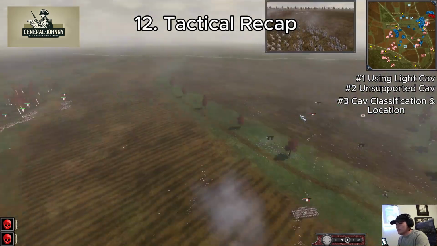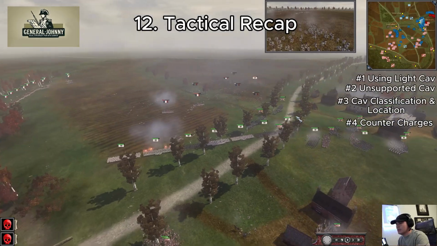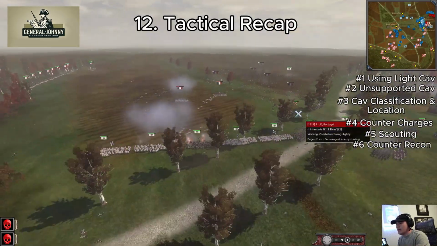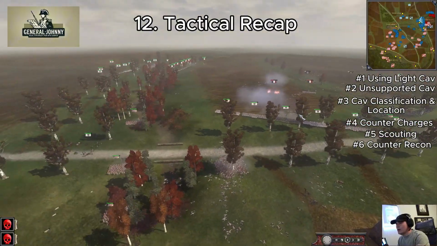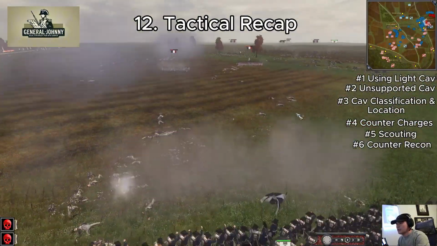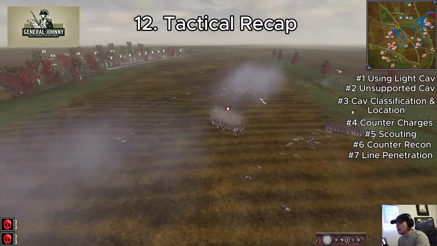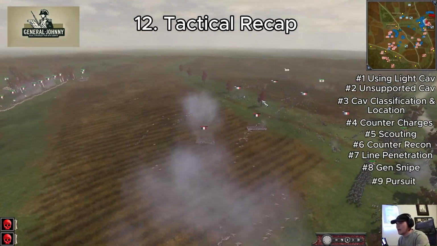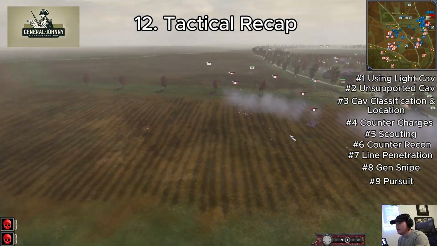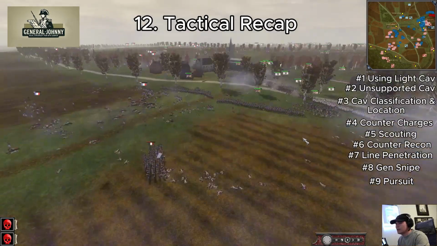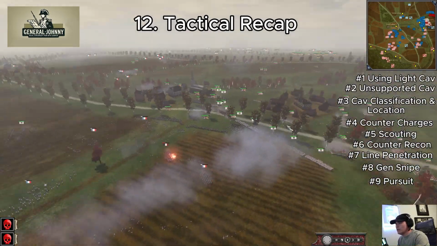You saw some of those purposes like counter charges, scouting, fending off other scouts, and then as you saw in the middle, just the absolute destruction and penetration of the Imperial lines. Also gen sniping and pursuit of fleeing enemies so that you don't have to fight them later in the battle. So that is a quick review of what we went over.